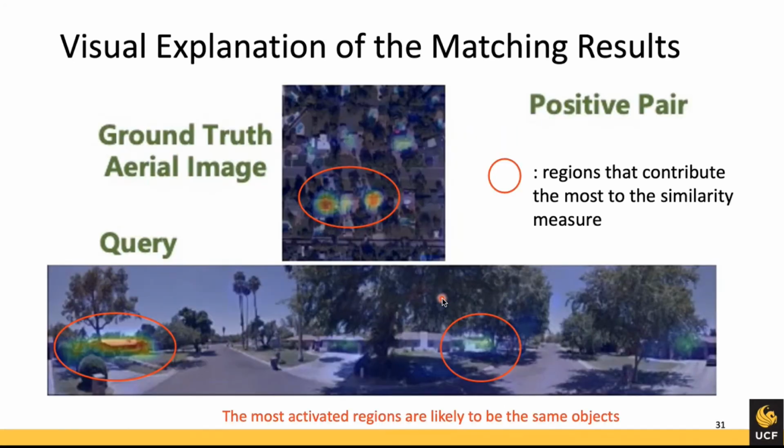So we adapt this technique in this metric learning framework, and we want to show, from the query and the retrieved reference image, which regions contribute the most to the similarity measure, right? Let's say I have this retrieved aerial image with a similarity of 0.9 compared to the query. I want to see which locations or regions contribute the most to that similarity measure, 0.9, okay?